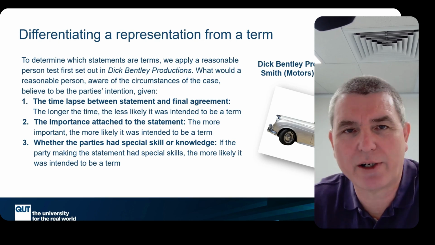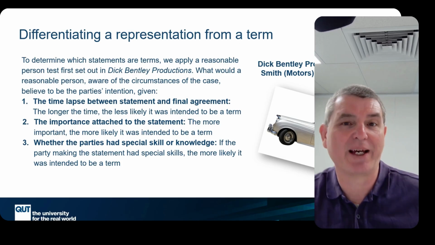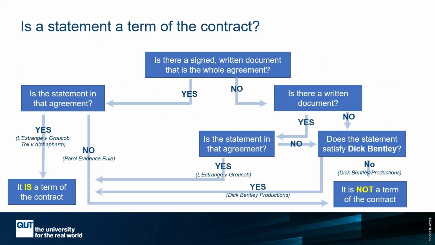For those who are super interested in this topic, you can look up Oscar Chess, a case that goes the other way. So with those three rules, the parol evidence rule, the rule in L'Estrange about what's written in a contract is in the contract, and the Dick Bentley test, we can actually, for the purposes of our subject, work out whether a statement is a term or a representation. To do so, we've put together this little flowchart, which gives you an abstracted, somewhat simplified view, but a very solid approach to working out whether something's a term or a representation.